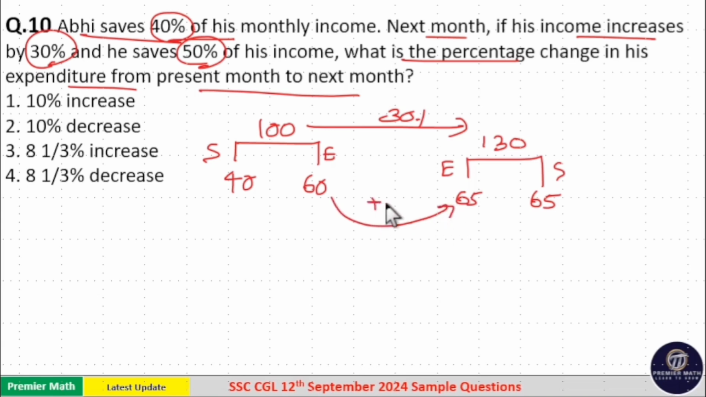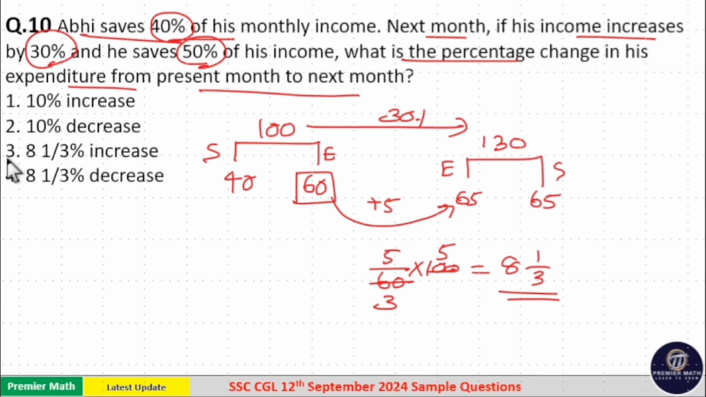Now the increment is plus 5 rupees out of this 60 rupees. This 5 rupees increment is from 60 rupees. So 5 out of 60 into 100 is equal to, 20 goes 3 times in 60, 20 goes 5 times in 100. 5 into 5 by 3 is 25 by 3. 3 goes 8 times in 24, remaining is 1 by 3. So 8 and 1 by 3 percentage, 8.33 percentage increment. This 5 rupees increment is from this previous 60 rupees.